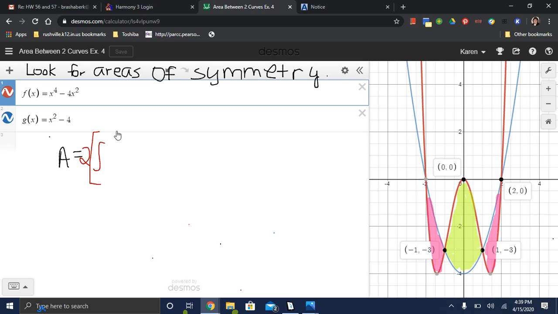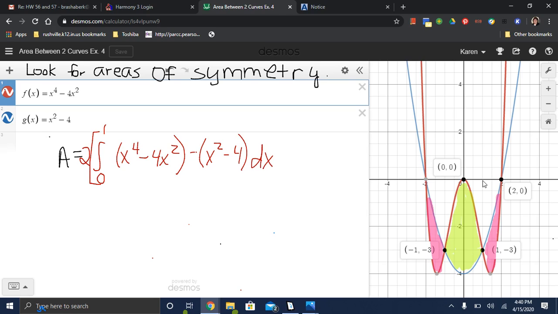So we're going to go from 0 to our x point of intersection. So that would be at 1. So 0 to 1. And our top graph in that case is the W shape. So that would be the x to the 4th minus 4x to the 2nd. We're going to subtract from that then the x squared minus 4, the parabola.